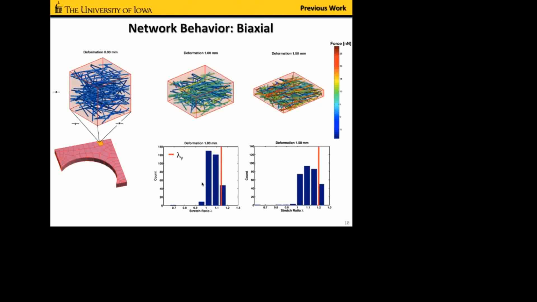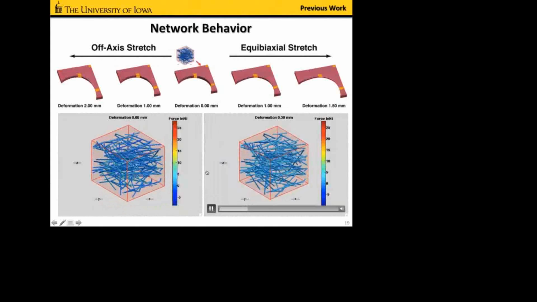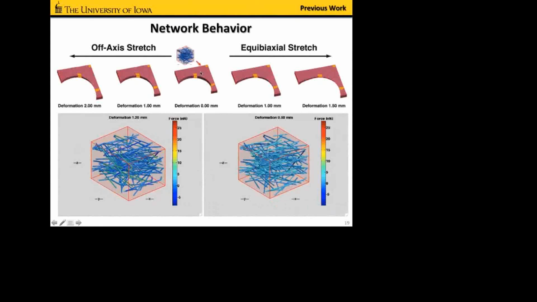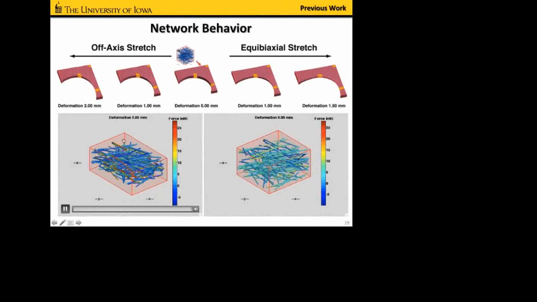Just to help you see this a little better, these are movies of the individual fiber networks I just spoke about. The way to look at this is the initial configuration of the mesh, and this is increasing off-axis stretch, which would correspond to this direction on the networks.